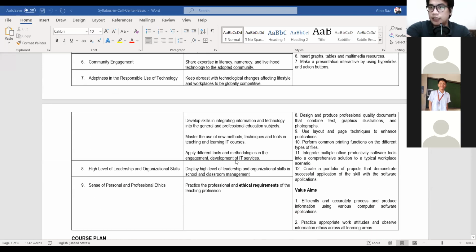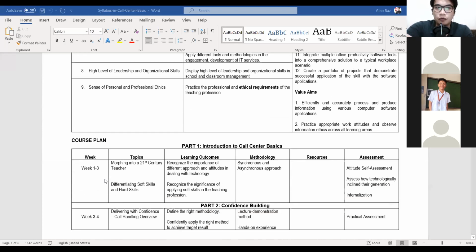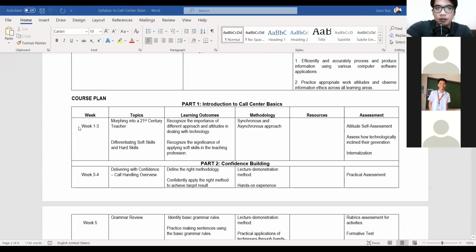So of course you are in third year already. If you are in first year, freshmen, I'll be discussing this one by one. But since you are third year, I'm sure you know this already. Okay, the institutional learning outcomes. So here is the course plan.